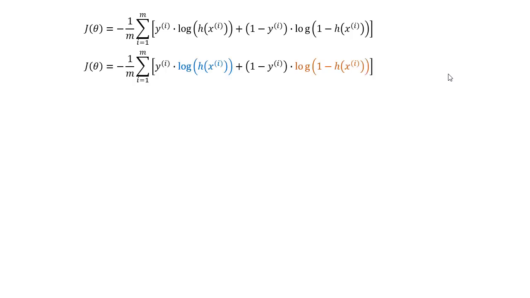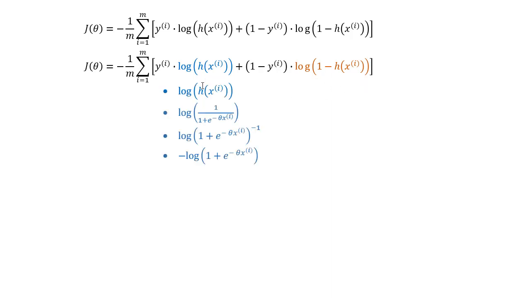Alrighty, so we're going to start off with this function right here. I'm now going to take this function and simplify two of the terms in here. The first one is going to be this log of h of x(i), and the second one will be the log of 1 minus h of x(i). So here we go. Start off with this one. First thing I do is convert my hypothesis function, my h of x, into the actual sigmoid, 1 over 1 plus e to the negative theta x(i).